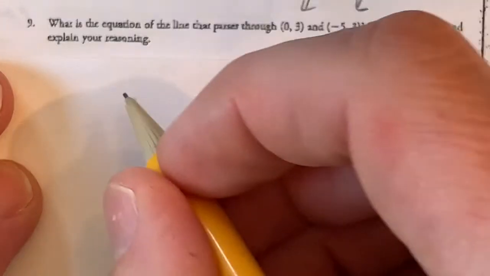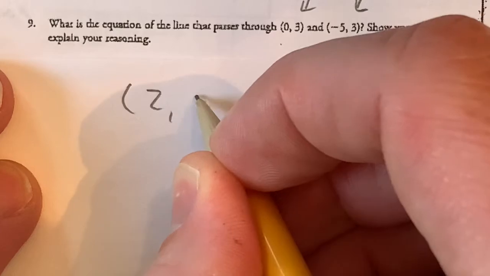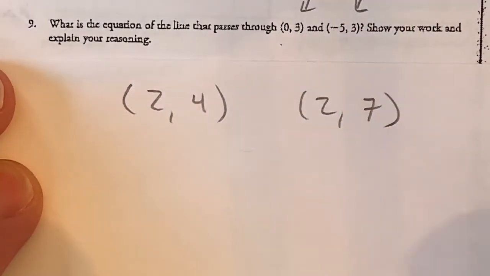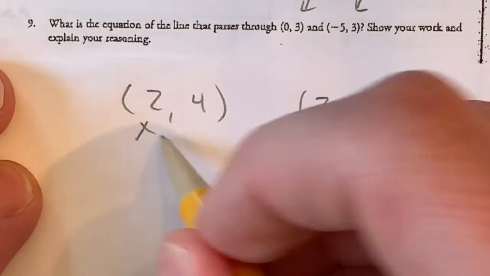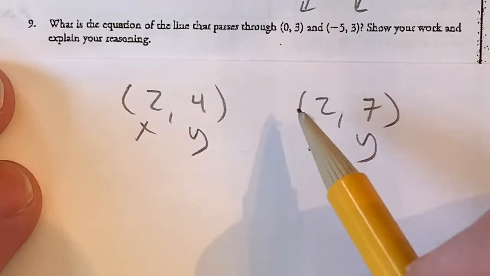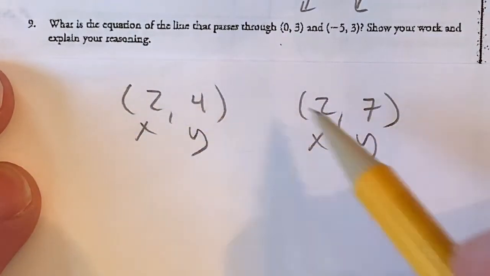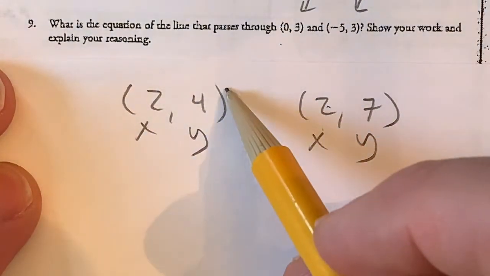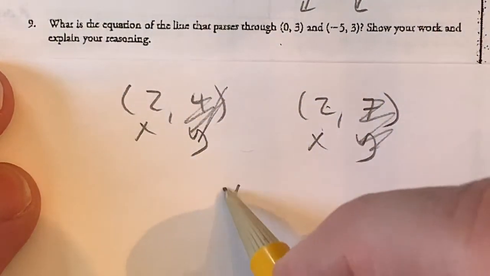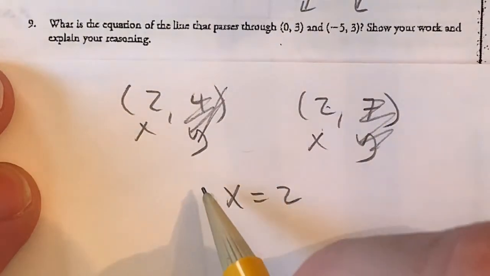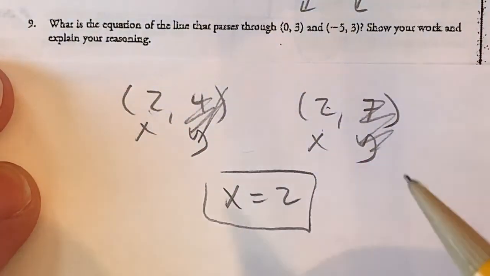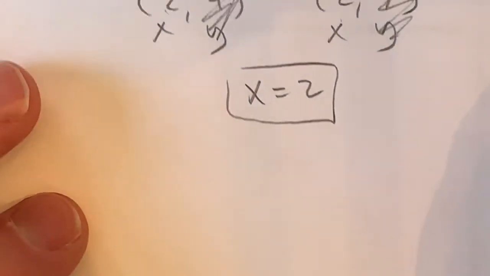Let's imagine for a second I give you these points: (2, 4) and (2, 7). What do you notice about these two? So if this is x, this is y, this is x, this is y. What's the same? Well, this x is 2 and this x is 2. It doesn't even matter what these are. As long as they are different, I know that x equals 2. That is my answer. So whenever both your x's are the same, x equals that number. So let's do another one.